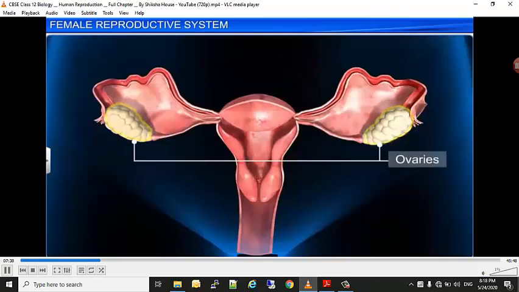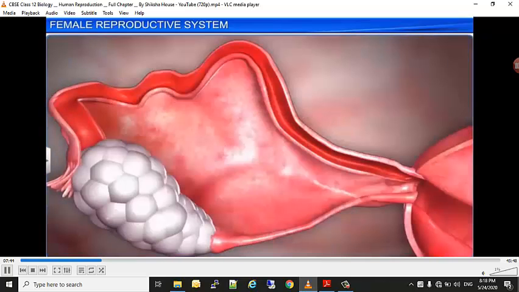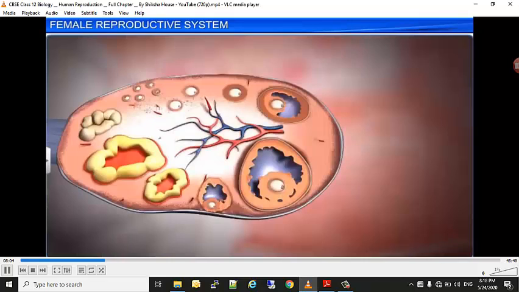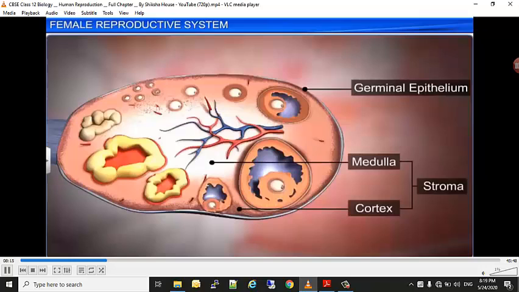They are the primary sex organs as they produce the ovum, the female gamete. Each ovary is about 2 to 4 centimeters in length, and they are connected to the pelvic wall and the uterus by ligaments called mesovarium. Each ovary is covered by an ultra-thin outer layer called germinal layer, or germinal epithelium. The germinal epithelium encloses the ovarian stroma, which is further divided into outer cortex and medulla.